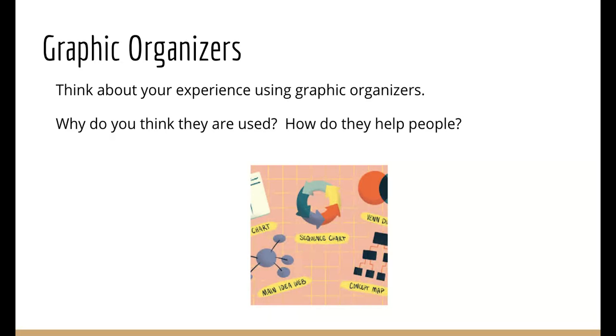So think about your experience using graphic organizers. You've likely used them for your entire school career, but have you ever considered, why do you think teachers use these? Why do you think they're used and how do they help people?